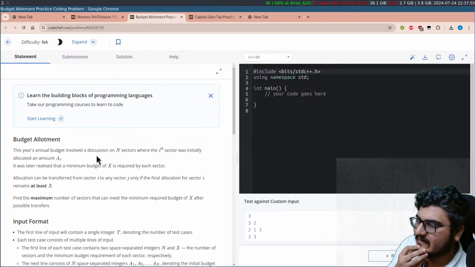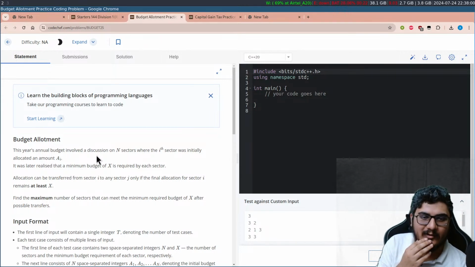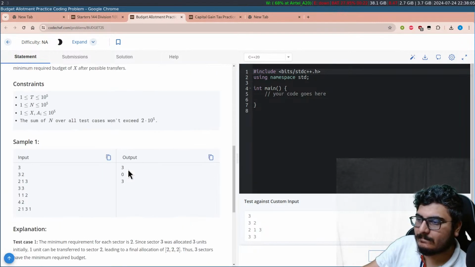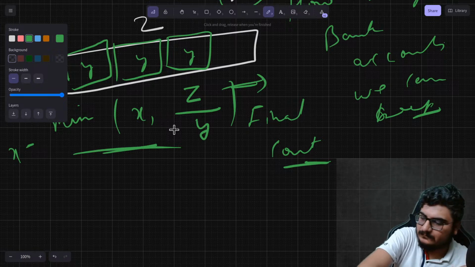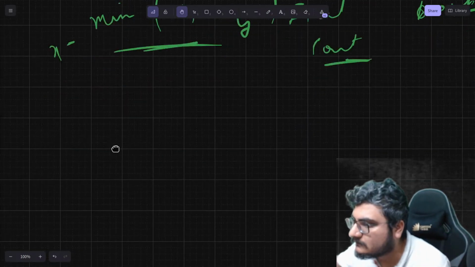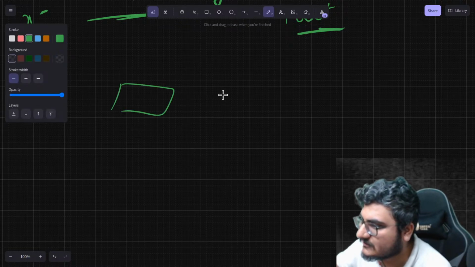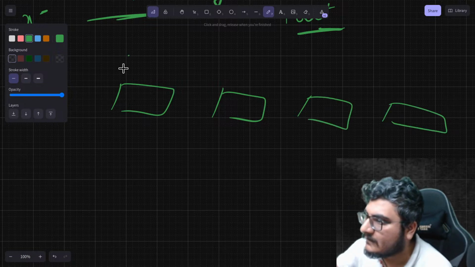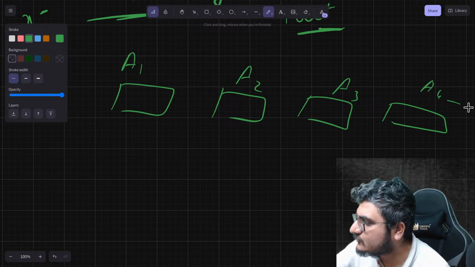Okay, so the idea would be like we can look at the total amount. First we can try to find... So here my idea would be, we know the amount for each sector, right? A1, A2, A3, A4, and so on.